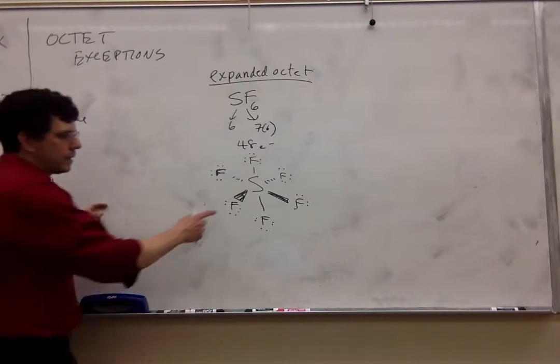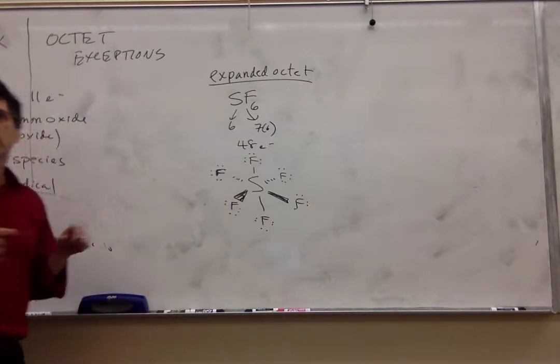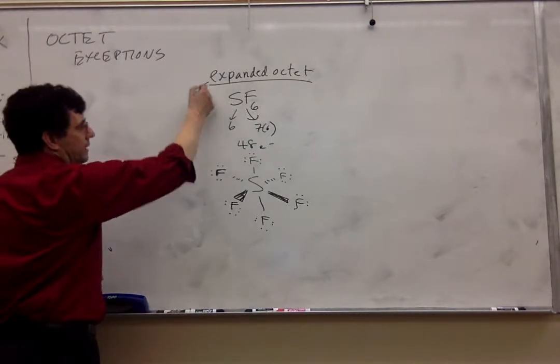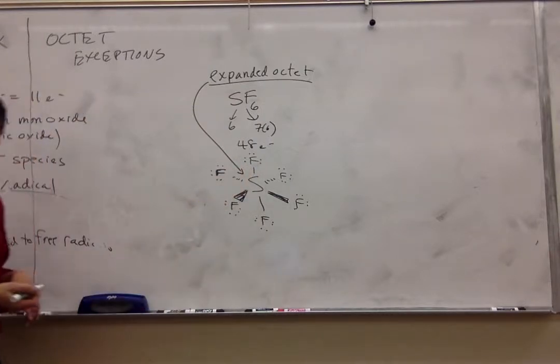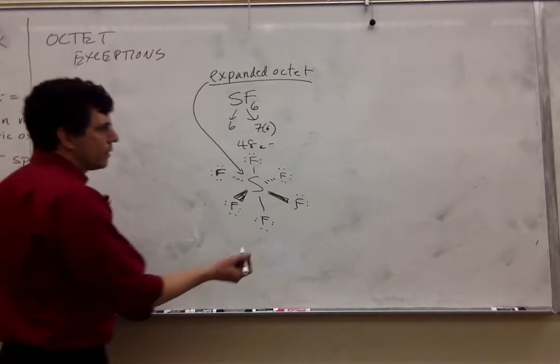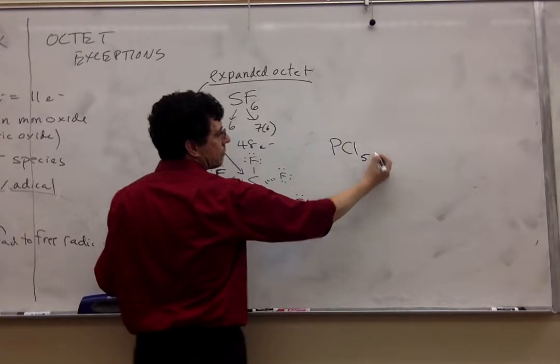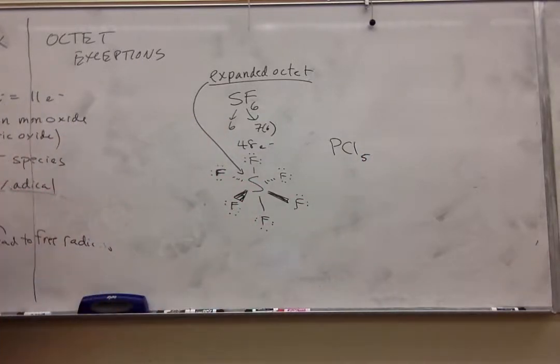But look at that sulfur. How many valence electrons does it think it has? 12. So what have we done? We've expanded the octet of sulfur, which now has 12 valence electrons. It happens. These things are totally possible. We've also seen that phosphorus can expand its octet.